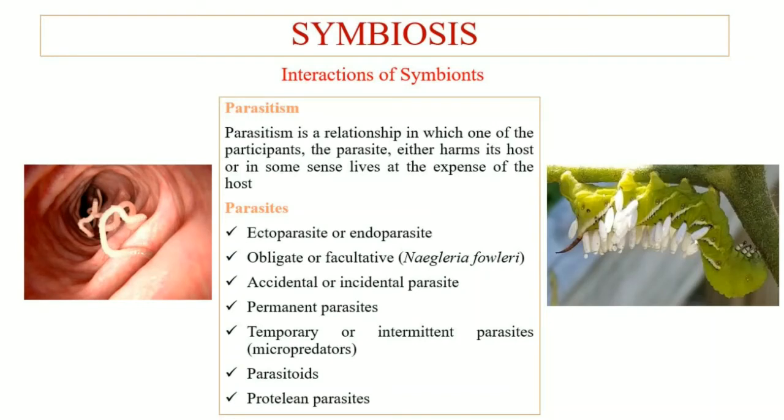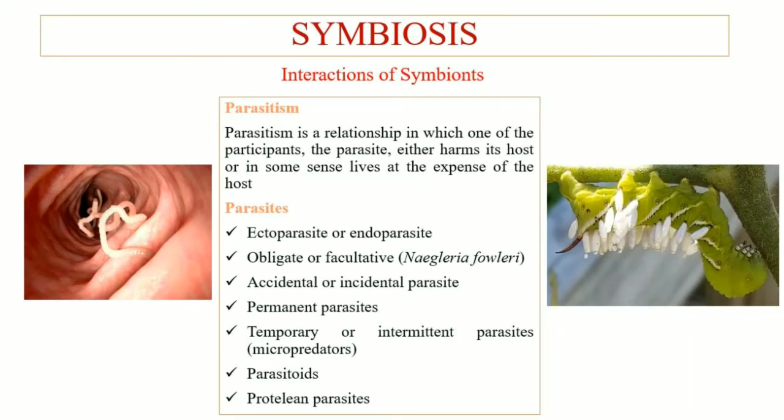Next is accidental or incidental parasite. This is a case in which a parasite enters or attaches to the body of a species that is different from its natural host. In most cases accidental parasites do not survive in the wrong host, but in a few cases they can be extremely lethal or pathogenic. Next is permanent parasites. Permanent parasites are the parasites that live their entire adult lives in parasitic association within or on their host.